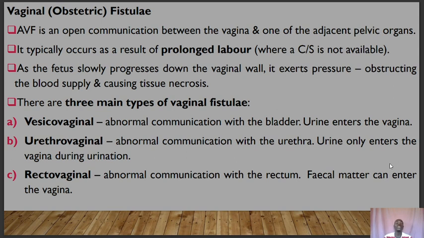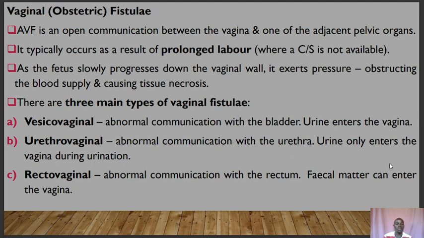So it has some clinical significance in that we normally have what we call vaginal fistulae or obstetric fistulae. A vaginal fistula is just an open communication between the vagina and one of its adjacent pelvic organs. It could be the urethra or the anus. This commonly occurs as a result of prolonged labor, and this happens in places where cesarean section is not available. As the fetus slowly progresses down the vaginal wall, it exerts pressure, and this obstructs the blood supply, causing tissue to necrose in that region.